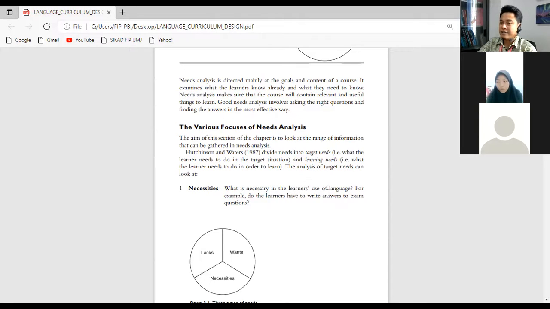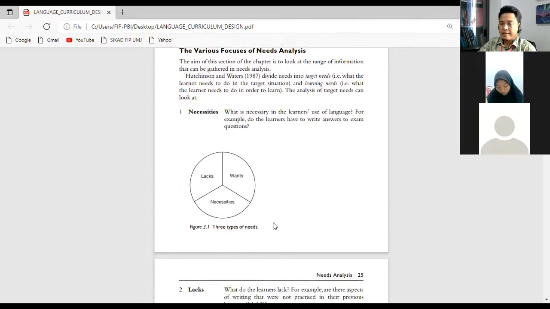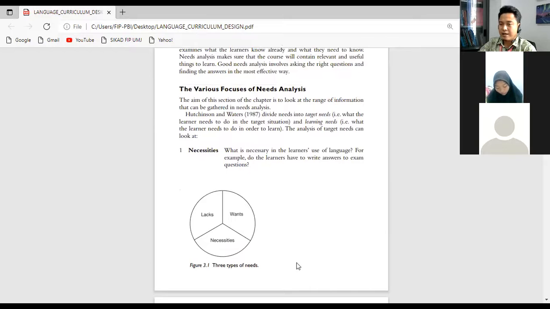Yeah, and then the analysis of the target needs can look at several things. This will be the various focuses of need analysis. First of all, here is necessities. What is necessary in the learner's use of language? For example, do the learners have to write answers to exam questions? And then from this figure 3.1, 3 types of needs. Talking about needs, first it is necessities as the basic one, and then we got also wants, and then we got also likes.